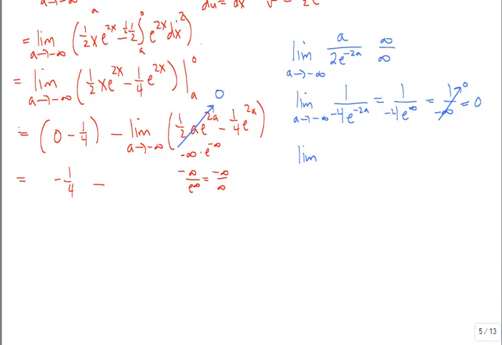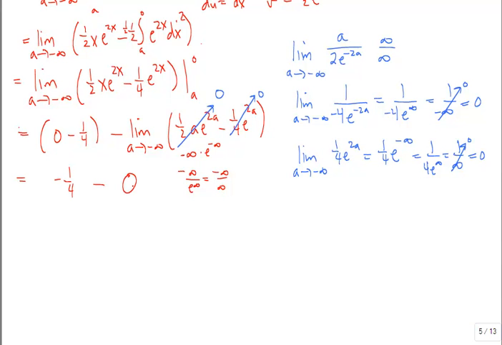So if we take the limit as a goes to minus infinity of 1/4 e to the 2a, if I plug in that negative infinity, we're going to get 1/4 e to the minus infinity, which again you can move down to the denominator, which means e to the positive infinity stays large, but it's in the denominator, so this is also going to go to 0. So both of these limits exist, and they both go to 0.